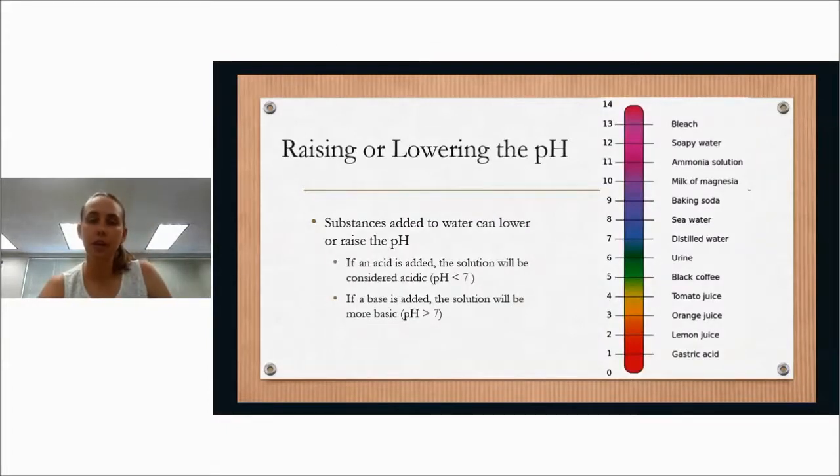Raising or lowering the pH. Substances added to water can lower or raise the pH of a solution. If an acid is added, the solution will be considered acidic. If a base is added, the solution will be considered more basic or alkaline. Some different items and where they fall on the pH scale are listed right here. For example, gastric acid is your stomach acid, and that has a very, very low pH. It's extremely acidic. Whereas bleach, a common household cleaning item, is extremely basic.